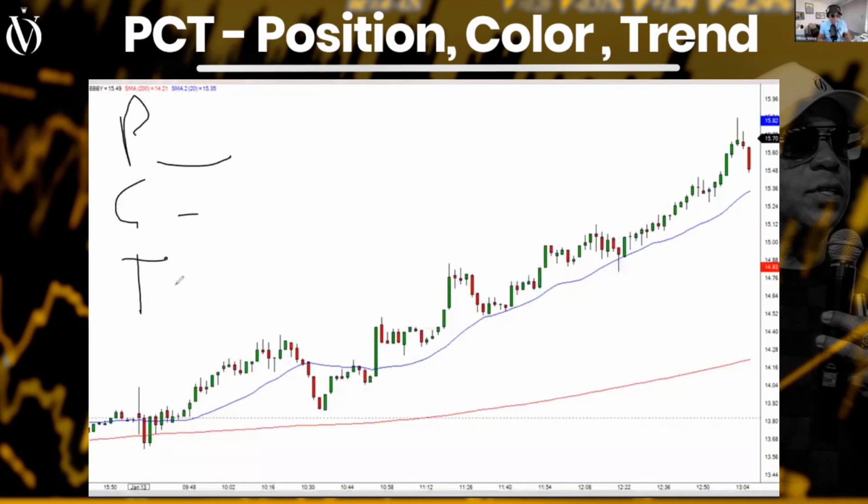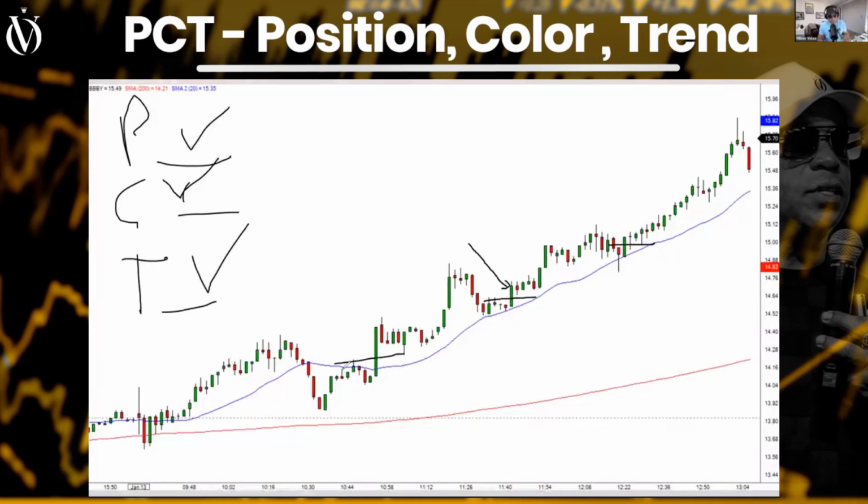So let's go over each color change opportunity using the PCT test. All right. I'm going to look at this color change opportunity near the 20. Of course, I've got the position of that bar. Yes, because that's my buy bar. The dominant color's green. Yes. And the trend is in my favor. Yes. This one, same thing.